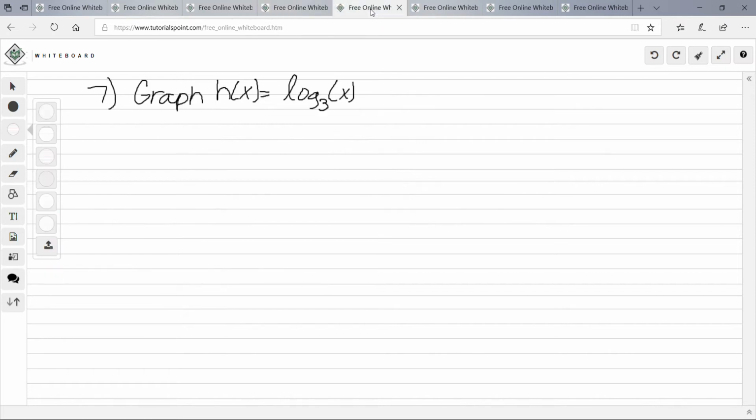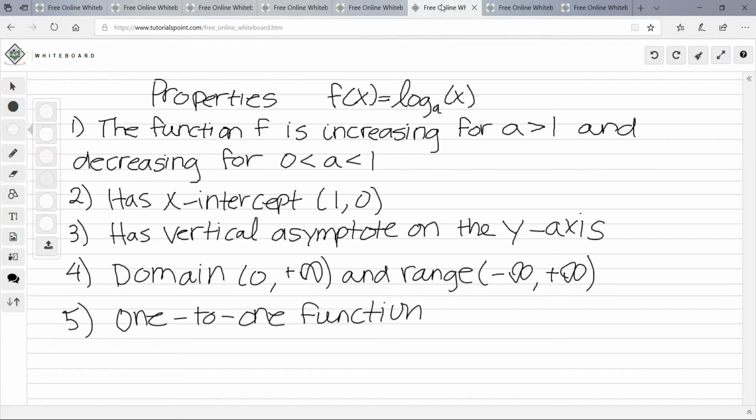And let's do number 7. So now we're graphing log graphs. If you don't know, log graphs and exponential graphs are practically inverses. So I'm just quickly going to go over some of the properties of log graphs. The function f is increasing for a greater than 1 and decreasing when a is greater than 0 and less than 1, so it has to be positive.